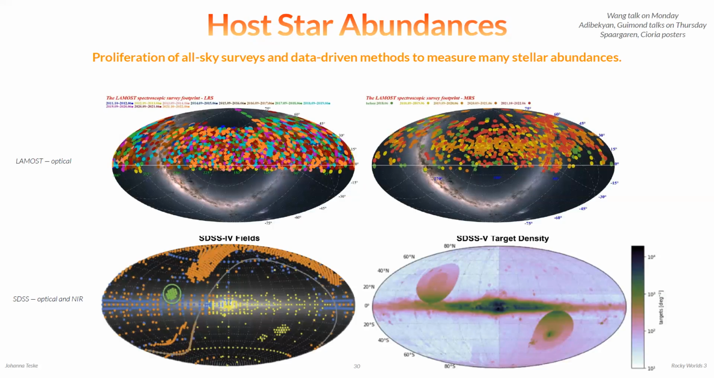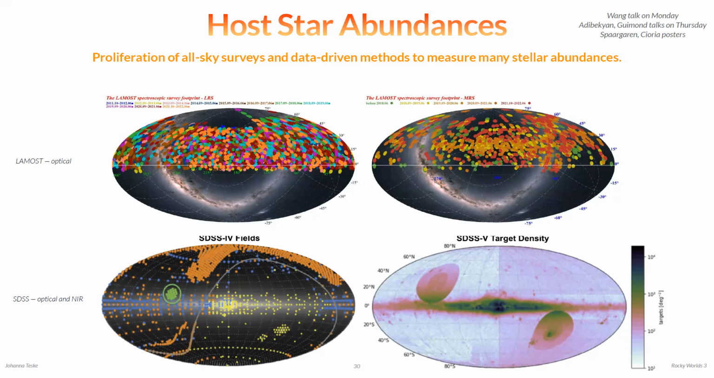I think moving forward, starting now and into the future, there's this proliferation of all-sky surveys and data-driven methods to measure stellar abundances. On the top, I'm showing the coverage of the LAMOST survey, which I think has concluded at this point, and that was millions of optical spectra of stars. In the bottom plots, I'm showing the Sloan Digital Sky Survey 4 footprint, and then the Sloan Digital Sky Survey 5 footprint, and this is the one that has just started. And this is going to be, I think, almost 10 million stars.